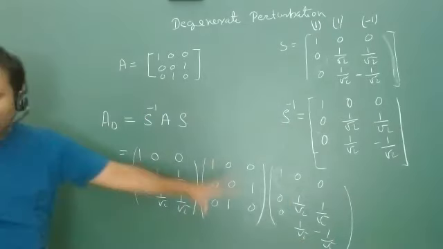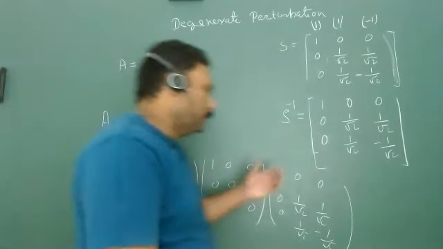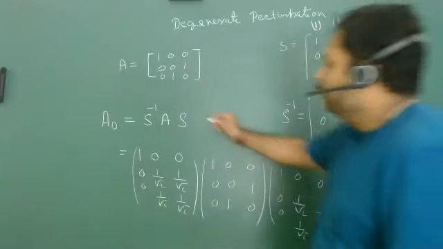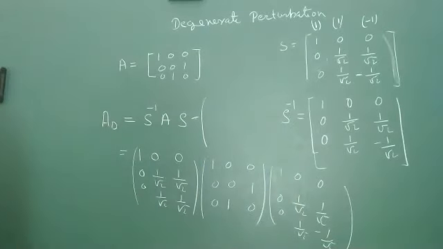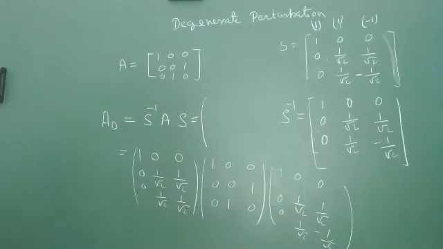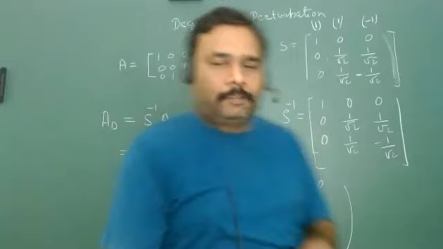Can you please tell me without calculating? I will suggest you go home after this class and practice the calculation. But without calculating, can you please tell me what that matrix should be? The diagonalized matrix? Can anybody tell me? The diagonal elements will be the eigenvalues, but in which order? Where is 1? Where is minus 1?